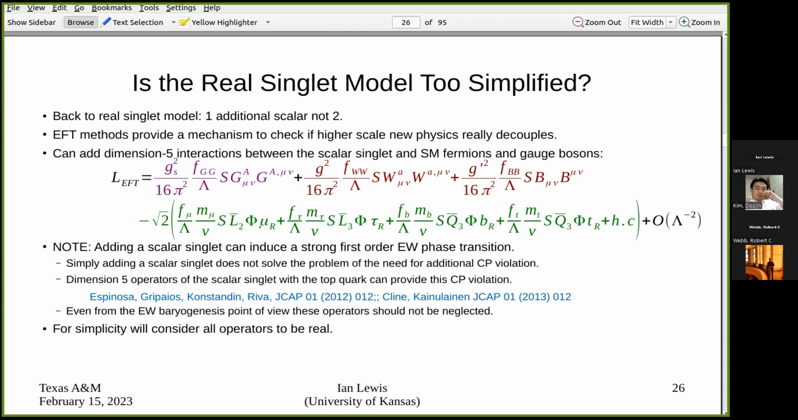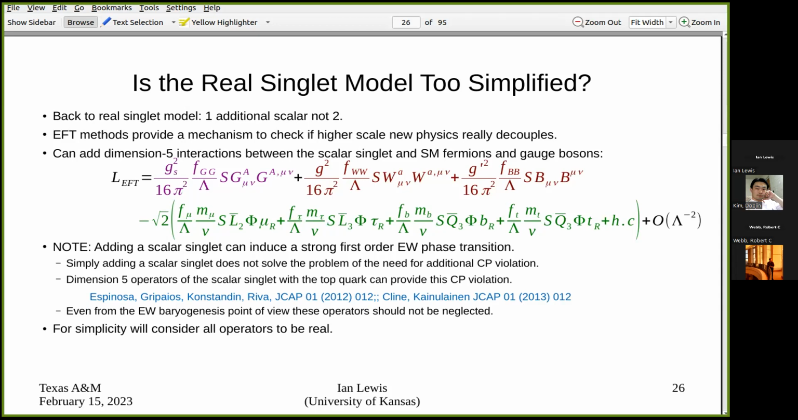And note, even in this electroweak baryogenesis scenario, I talked about the phase transition, but I never solved the CP violation problem. One of the popular ways to solve the CP violation problem is to write down this operator. So even in the electroweak baryogenesis scenario, you'd expect some sort of new physics here. Of course, this has to be complex, and I'm going to consider everything real to be simpler. But the point is, even in the scenario I'm talking about, you'd expect something else to show up.